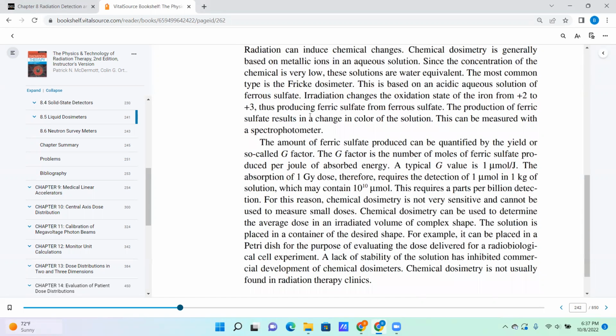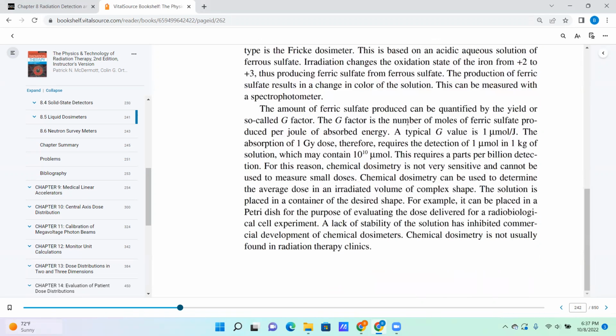The production of ferric sulfate results in a change of color of the solution. It can be measured with a spectrophotometer. The amount of ferric sulfate produced can be quantified by the yield, or so-called G factor. The G factor is the number of moles of ferric sulfate produced per joule of absorbed energy. A typical G value is 1 micromole per joule.